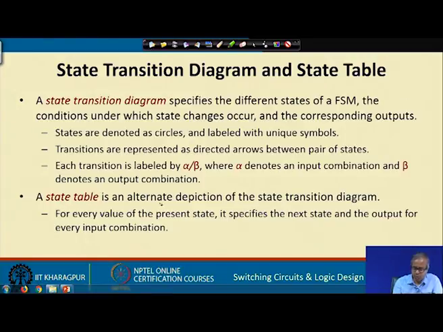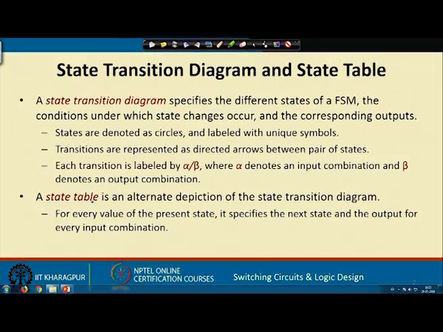A state table is an alternate depiction of the state transition diagram. It is not something separate, they represent the same information. Instead of showing it in a diagrammatic form, you show it in the form of a table. That is the only difference. In this table, just like in the diagram, for every value of the present state, the next state is specified and also the output values for each input combination are specified. We will take a number of examples.